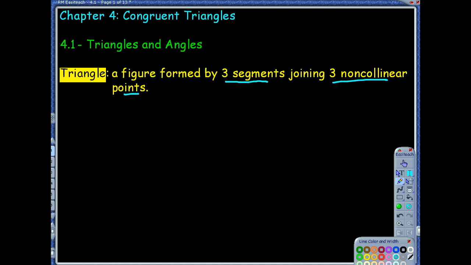So if I have three non-collinear points, so they don't all make a straight line, and I connect them, making a segment between each two pairs, here's a segment, so on and so forth. Notice what's formed is a triangle. A lot of times when you say three segments, you'll say three sides. So when you say triangle, of course, we're thinking a figure with three sides.